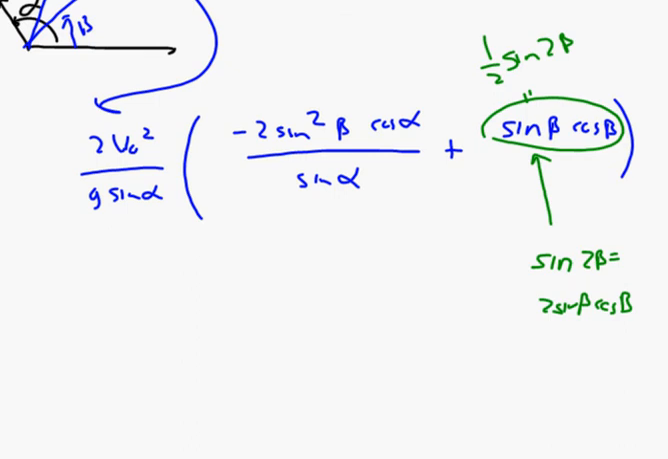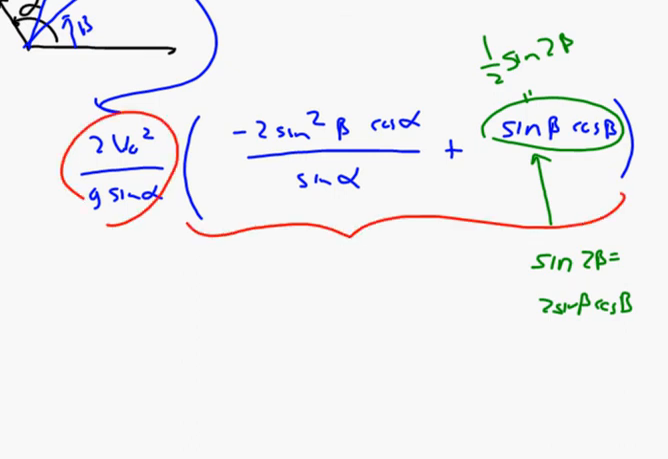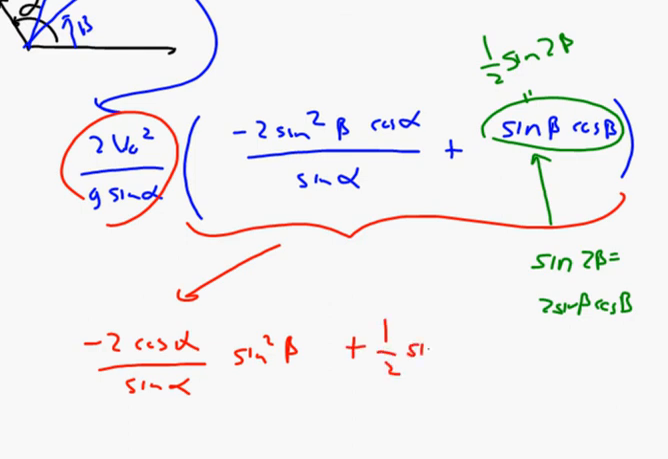Since this is a constant, let's just worry about this expression for the time being. All right, so I'm going to take this and rewrite it a little bit more. What can we say? I'm going to move some stuff around. So this is going to be negative 2 cosine alpha, and then over sine alpha. And then here I'm going to have sine squared beta plus 1/2 sine of 2 beta.